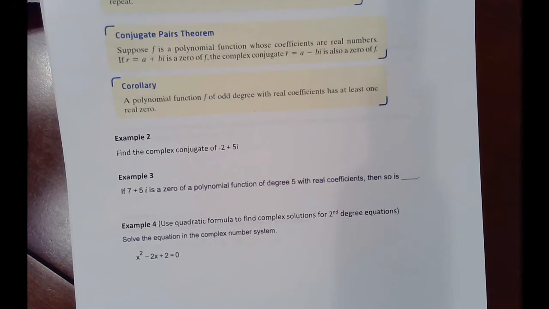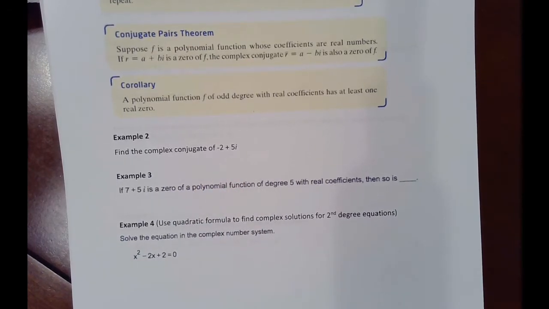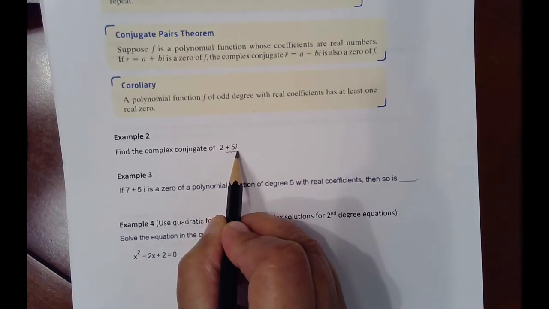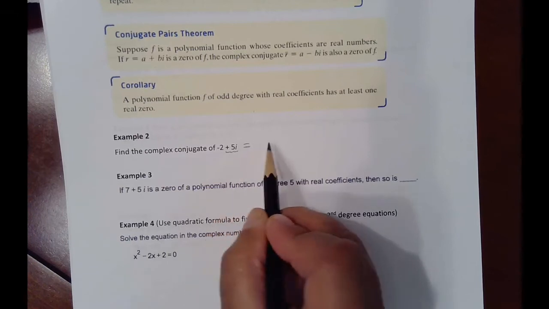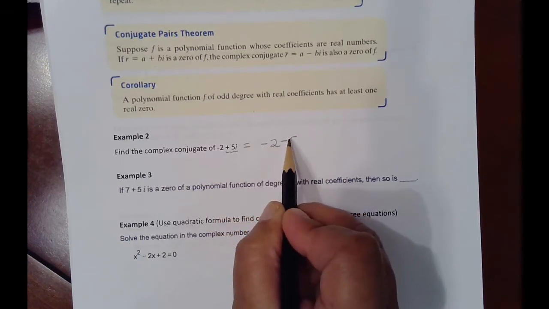Okay, so in number 2, all it's asking is if you understand what a conjugate is. You have a complex number here, part real, part imaginary, and they want you to find the conjugate. That means switch the sign of the imaginary portion. So the conjugate would be -2 minus 5i.